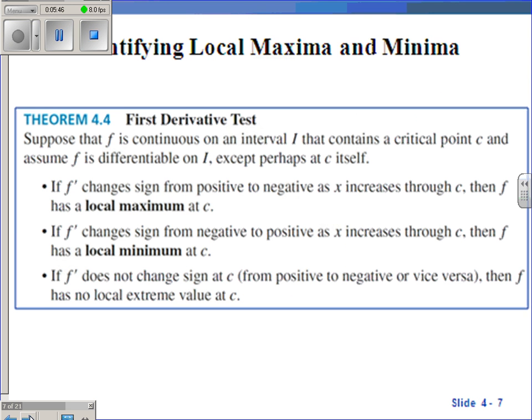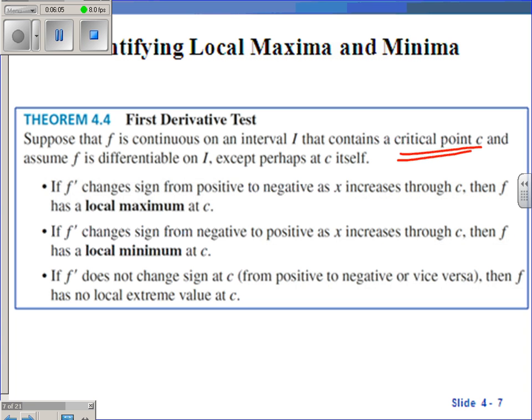Okay, so what we want to do is find the maximums and minimums, and we're going to use what's called the first derivative test to do that. Suppose f is a function that's continuous on an interval, and c is a critical point. So what we're going to do is find the critical points, and then test each one of them individually.